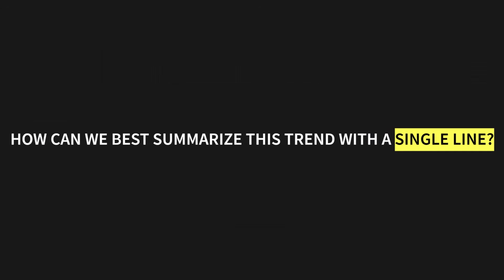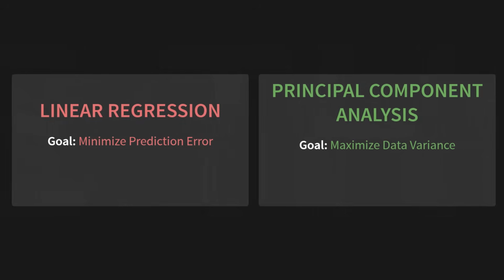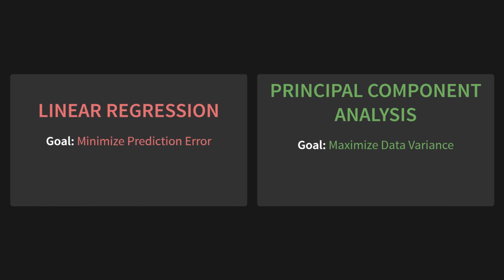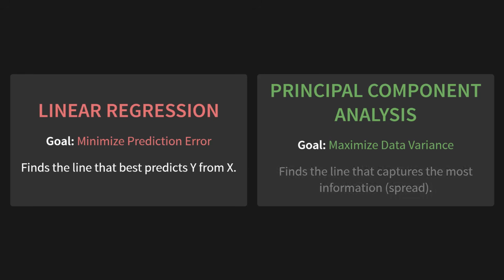Now here's the big question. How can we best summarize this trend with a single line? Your first thought might be linear regression, but PCA has a totally different goal. Linear regression's goal is to minimize prediction error. It finds the line that best predicts y from x. PCA, on the other hand, its goal is to maximize data variance. It finds the line that captures the most information, the most spread.